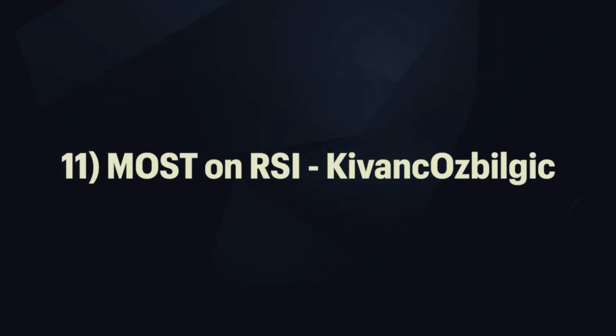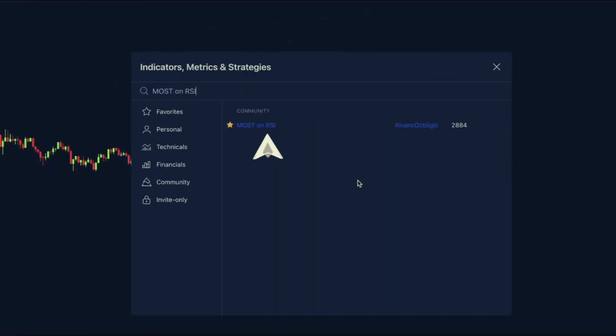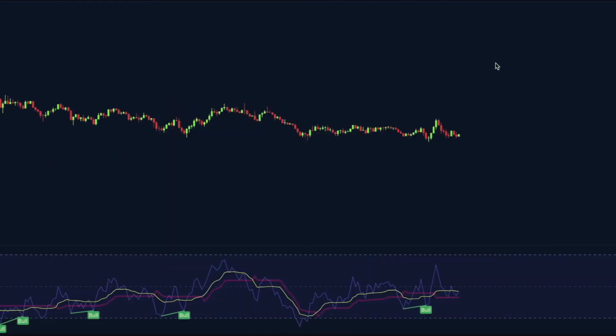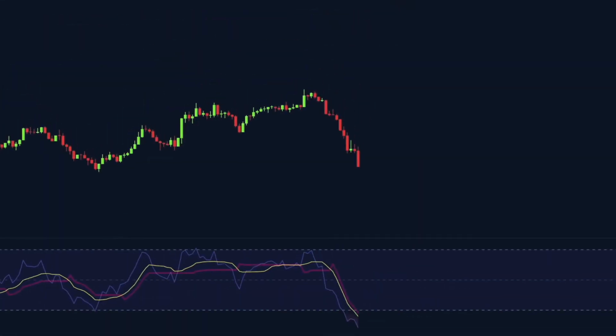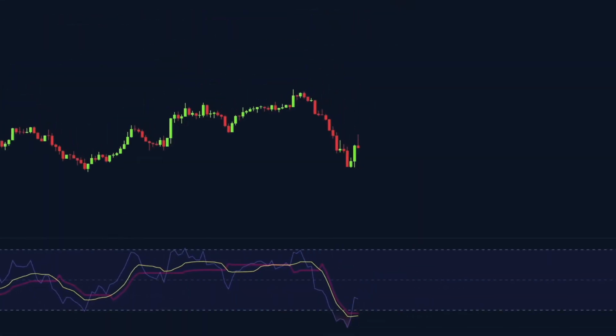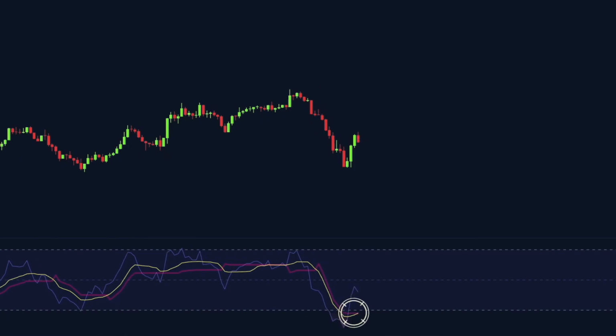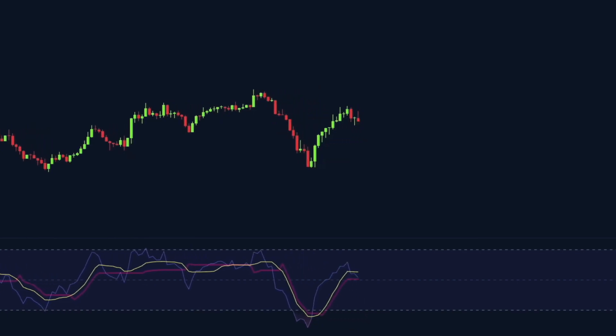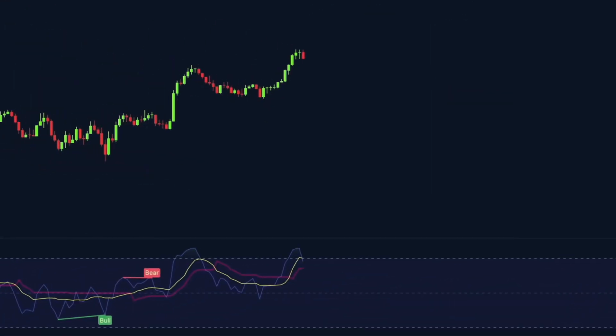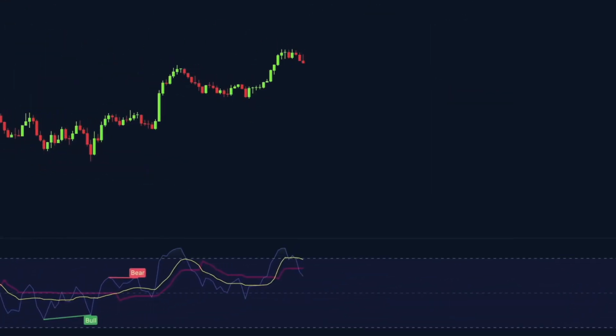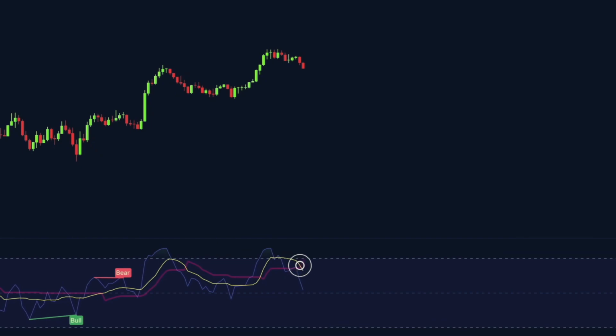The 11th indicator on my list is MOST on RSI by Kivanc Ozbilgic. This powerful indicator is an improved version of the classical RSI. The indicator uses a variable index dynamic moving average, which is applied to RSI. A buy signal is generated when the moving average line crosses above the MOST line. A sell signal is present when the moving average line crosses below the MOST line.